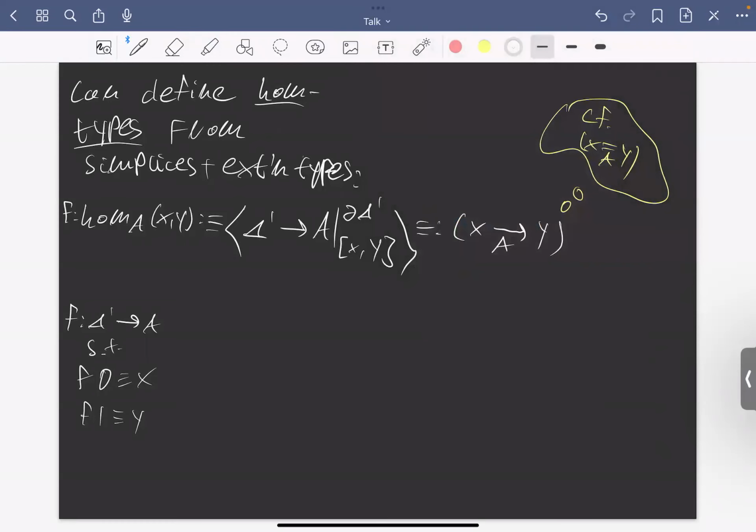So, using this strictification, destrictification principle, we get an equivalence to the homotopical version of this type, which also consists of arrows from delta 1 into A, but now with the endpoints only being witnessed by homotopies and not necessarily judgmental equalities.